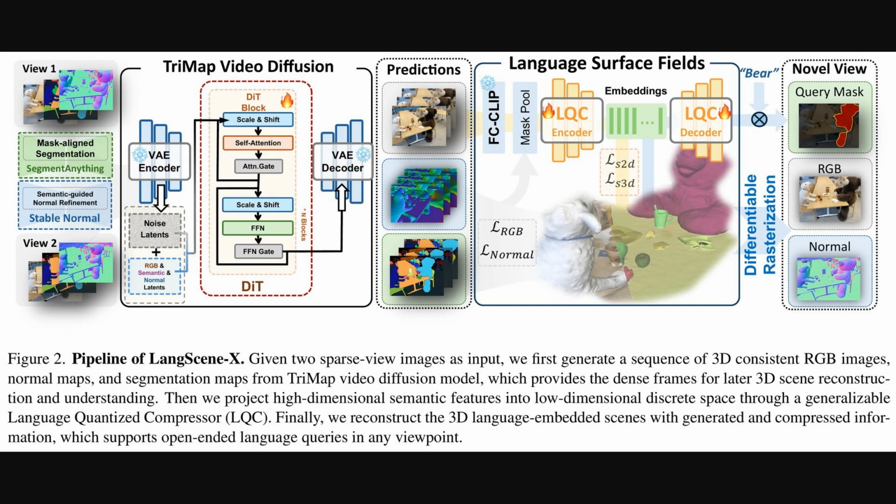So this figure really lays out the entire pipeline, showing how all the pieces fit together. On the left, it starts with just two views of a scene. These images are fed into the TriMap Video Diffusion model, which then generates a whole sequence of consistent predictions. These predictions include standard images, but also normal maps, which describe the 3D surface orientation, and segmentation maps, which identify different objects. Finally, using the language quantized compressor, the system reconstructs the final 3D scene, letting you generate new views and even ask where the bear is.